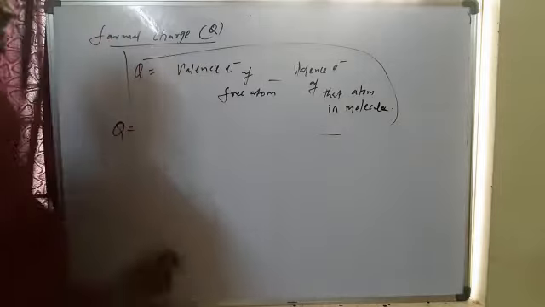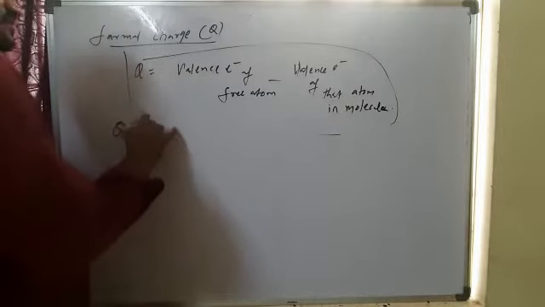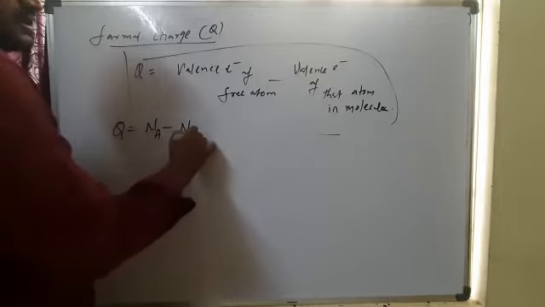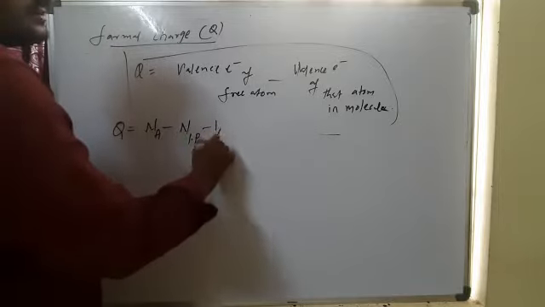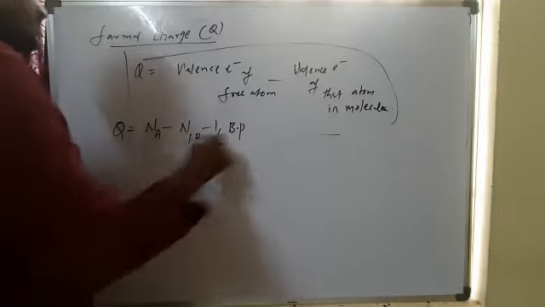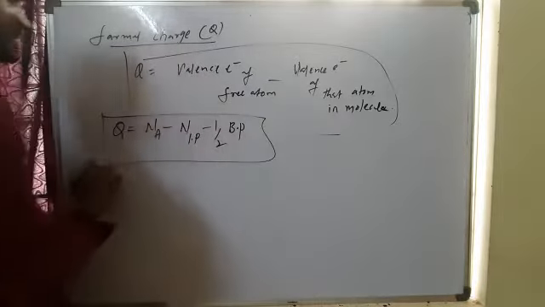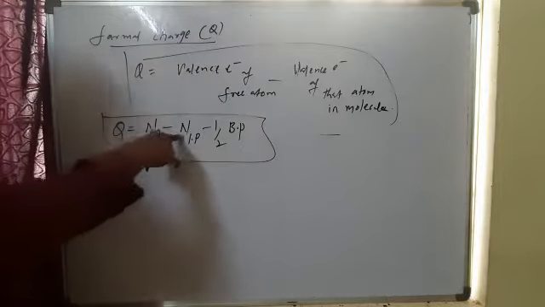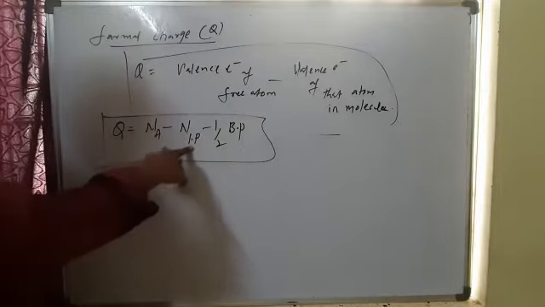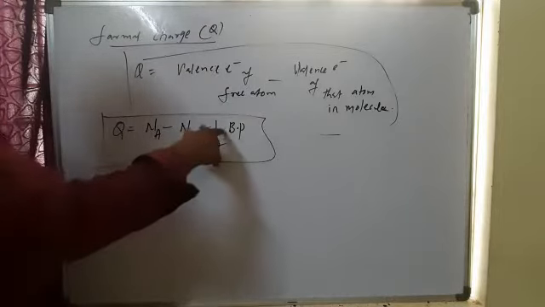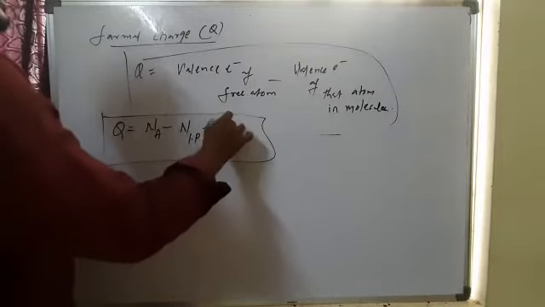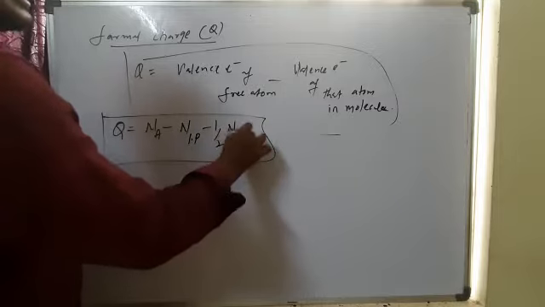This can be explained by taking the formula, that is Q equal to number of electrons in atomic state minus number of electrons in lone pairs minus half into number of electrons in bond pairs. The formal charge is the number of electrons in free atom, minus number of electrons in lone pairs in the molecule, minus half into number of electrons in bond pairs.